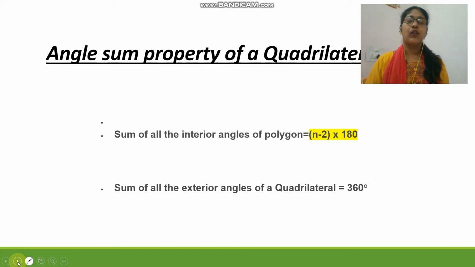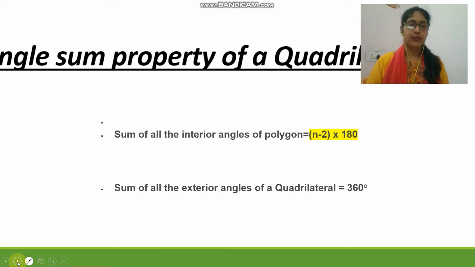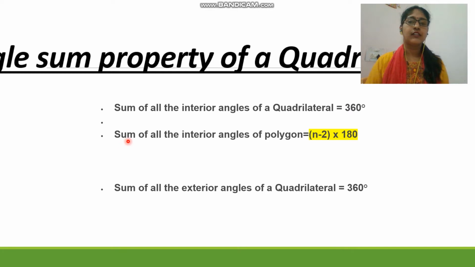So now we understand the angle sum property of a quadrilateral. We know that the sum of all the interior angles of a polygon is equal to (n minus 2) times 180, where n stands for the number of sides. In a quadrilateral, the number of sides is 4, so when we put 4 instead of n, we get 360 degrees. So for a quadrilateral, the sum of all interior angles is equal to 360 degrees. Similarly, the sum of all exterior angles of any polygon is 360 degrees, so the sum of all exterior angles of a quadrilateral is also 360 degrees.